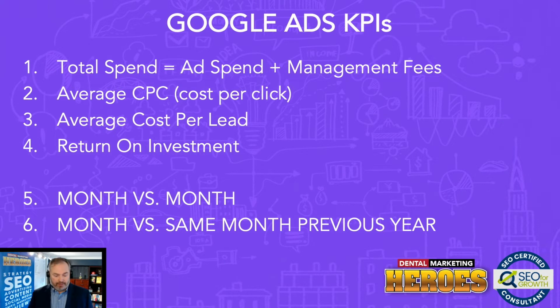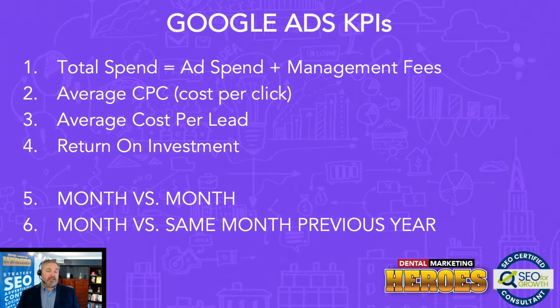Google Ads and KPIs. The next success ingredient for Google Ads is to define your key performance indicators, or KPIs, as the corporate folks like to say. For most practices, this will mean tracking and reporting on, number one, your total Google Ads costs, which needs to include your ad spend plus your management fees. Number two, your average cost per click. So that's how much every single click is costing you on average.